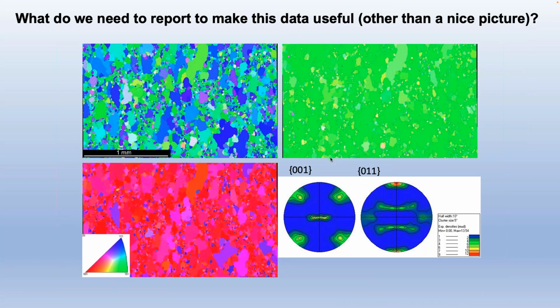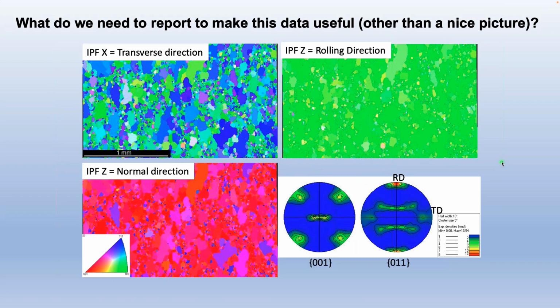So let's take some nice images here. What do we need to report to make this data useful, other than a nice picture? These are nice maps. This is a transformer steel. We have three maps shown here, we have a color key, and we have some contoured pole figure plots. What do we really need to include when we do this at a minimum?